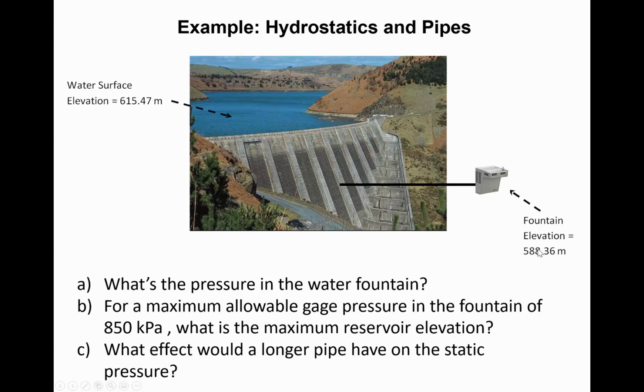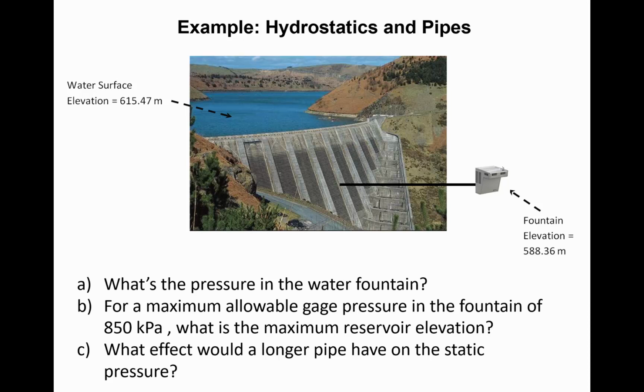So let's just, for kicks, find out the pressure in the fountain. And we're going to assume, of course, that the air that's in contact with the water has no pressure. So in part A, when it says, what's the pressure in the water fountain, it's kind of implied that we want to know the gauge pressure. So what's the pressure over and above atmospheric? So find the gauge pressure of the water in the fountain.